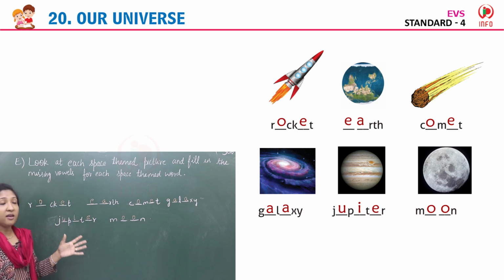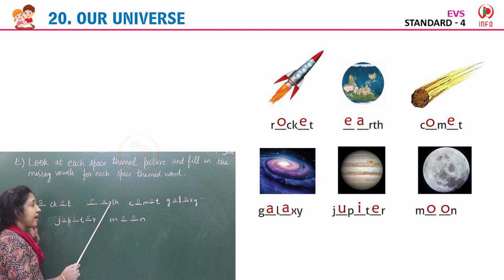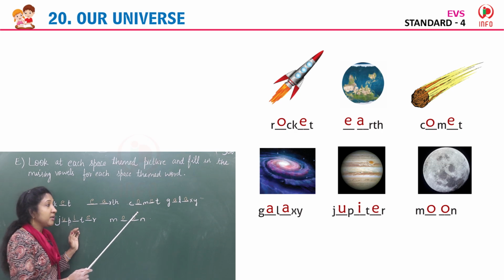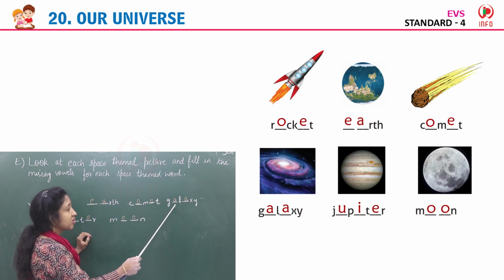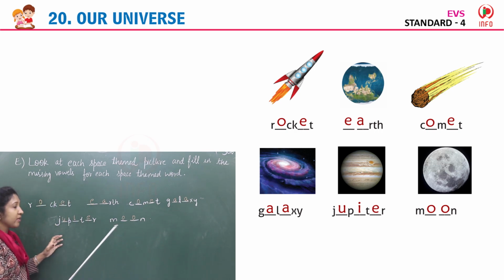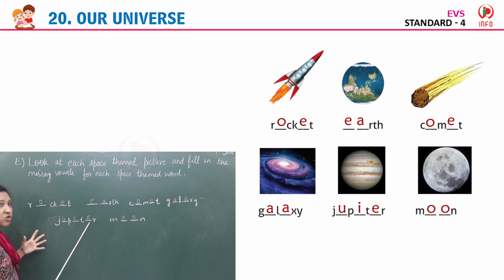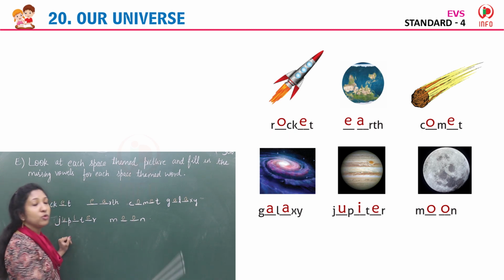So these are the space themed pictures and space themed words. First is rocket, R-O-C-K-E-T, rocket. Second is earth, E-A-R-T-H, earth. Third image is of a comet, C-O-M-E-T, comet. The next image is of a galaxy, G-A-L-A-X-Y, galaxy. Next is Jupiter, J-U-P-I-T-E-R, Jupiter. The last one is of moon, M-O-O-N, moon.